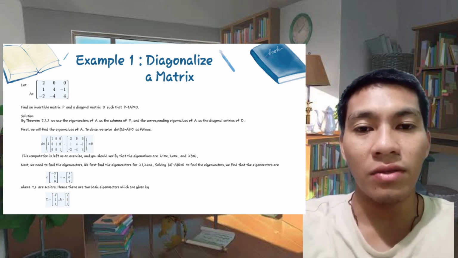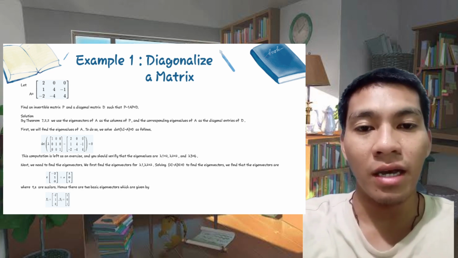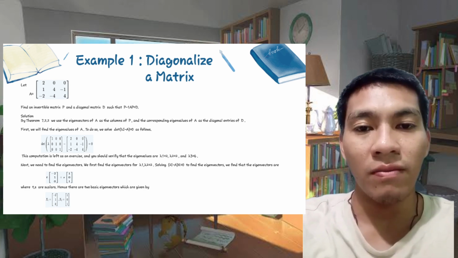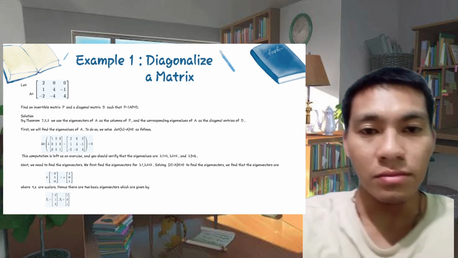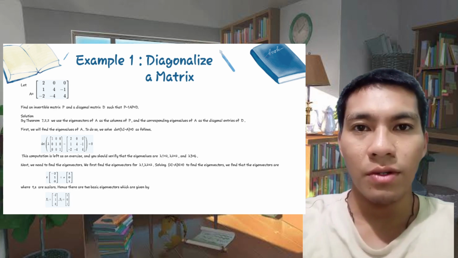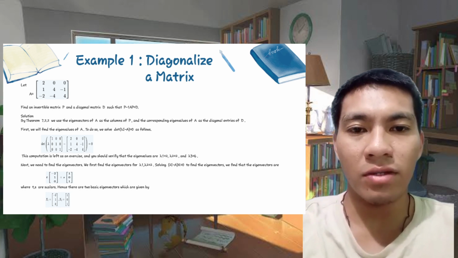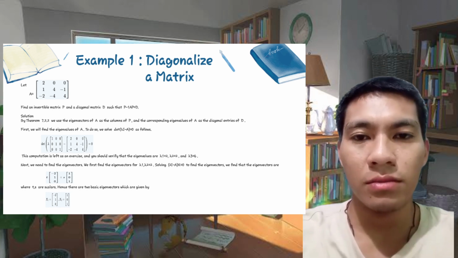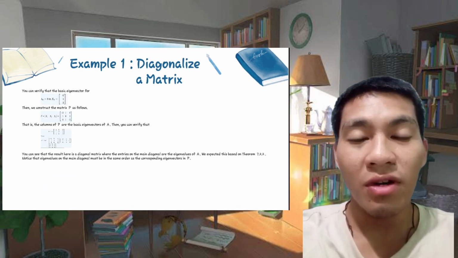Next, we need to find the eigenvectors. We first find the eigenvectors for λ1 equals 2, solving the equation, where the t's are scalars. Hence, there are two basic eigenvectors which are given by the following. You can verify that the basic eigenvector for the other eigenvalue is also found.